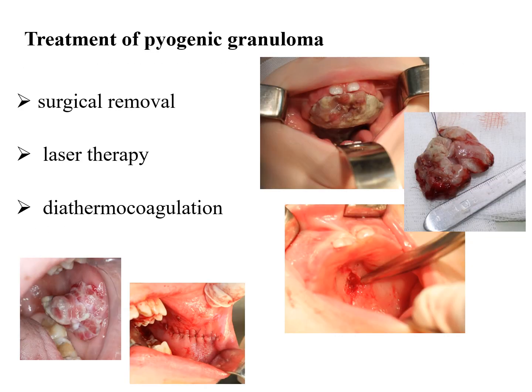Treatment of pyogenic granuloma is only surgical. We can use a scalpel, laser, or diathermal coagulation, depending on the size. With big tumors, like in this picture, we can mostly use only the scalpel, like in this case. But in small cases, like you saw in the previous slide, we can use laser therapy or diathermal coagulation.